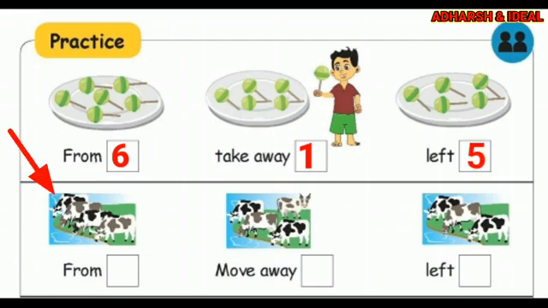Next question. Here there are 4 cows drinking water in the river. After drinking the water, 1 cow moves away from the other cows. Listen, from 4 cows, 1 cow moves away. Now tell me how many cows are left? Yes, there are 3 cows left. So write number 3 in the box.